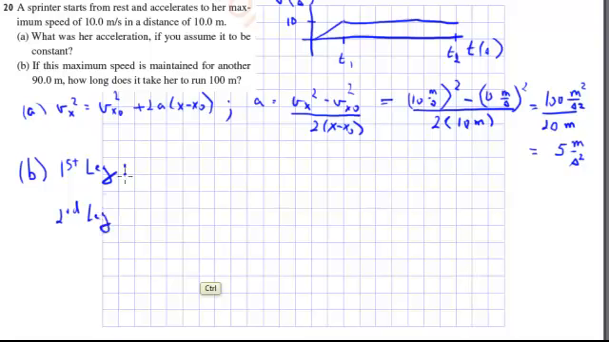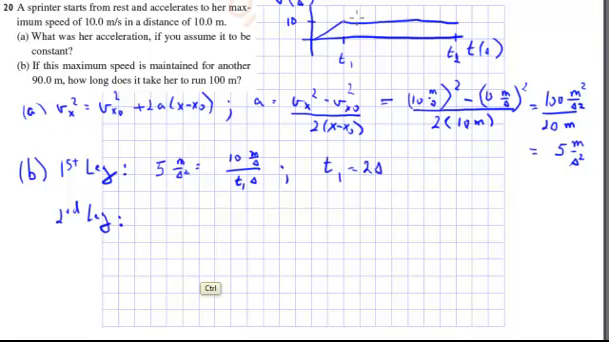So for the first leg, we can look up here and realize that the slope of this line is 5 meters per second squared, and so we can write 5 meters per second squared is equal to 10 meters per second over T1 seconds. If you solve that for T1, you'll conclude that T1 is equal to 2 seconds. That's the time for the first leg.